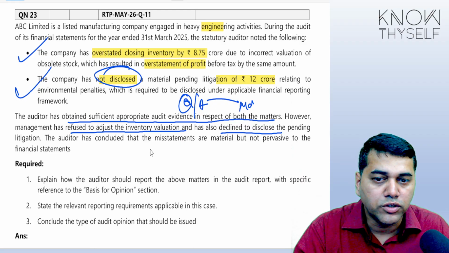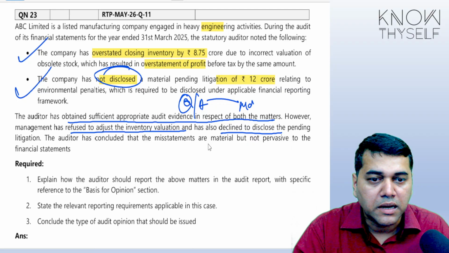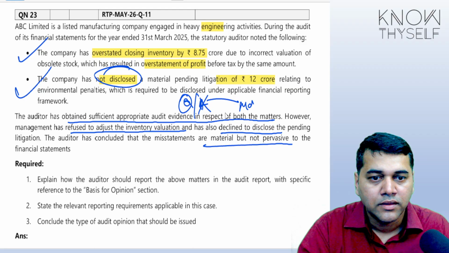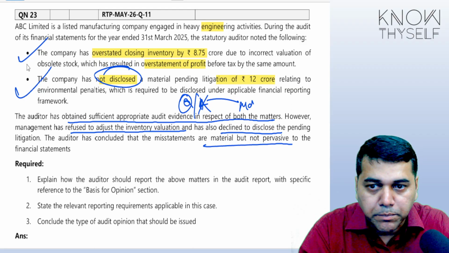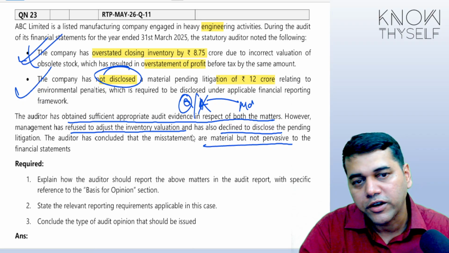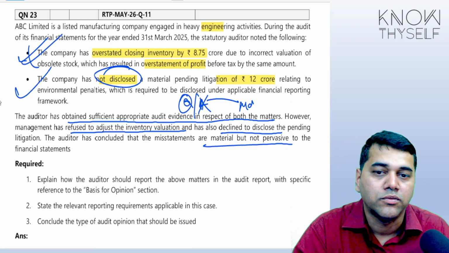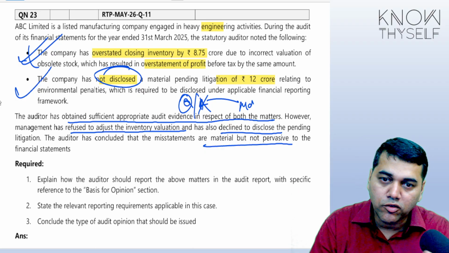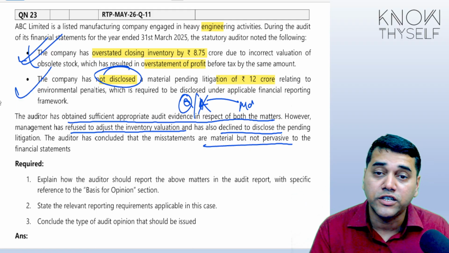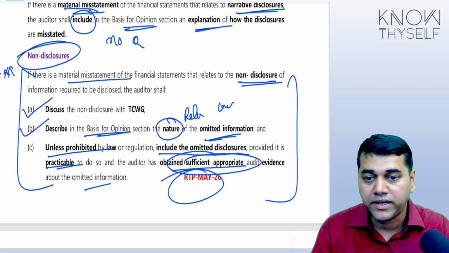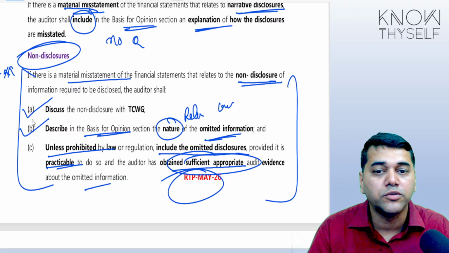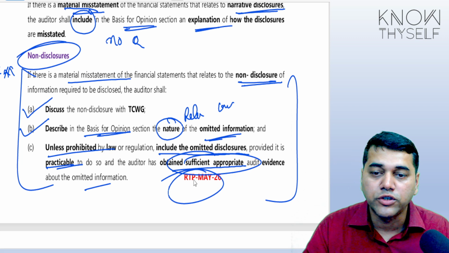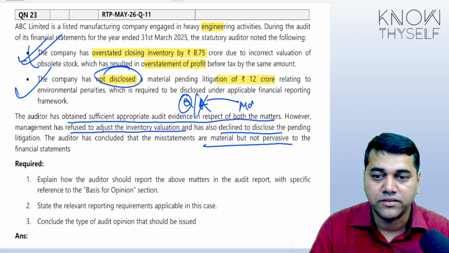The auditor has concluded that the misstatements are material but not pervasive. So adverse is out. This is simple. You know now how to report. But what if they have not disclosed? Can an auditor disclose in his report? Answer is yes, provided he has discussed with the management and TCWG, he should describe the nature, and unless prohibited by law, he should include it, provided he has got the evidence.